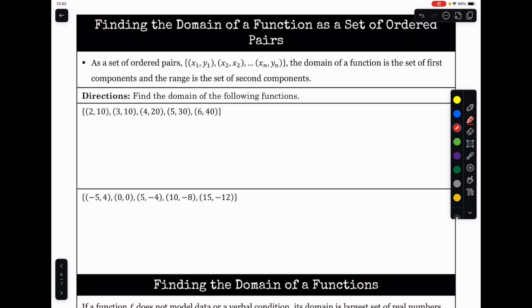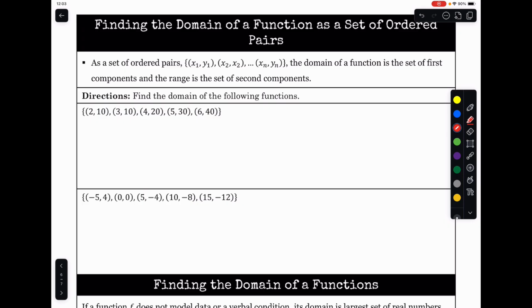In this third and final part of section 3.2, domain and range, we're going to go over how to find the domain of a function or a relation using ordered pairs and the actual equation rule of the function. We'll begin by looking at the domain of a set of ordered pairs.